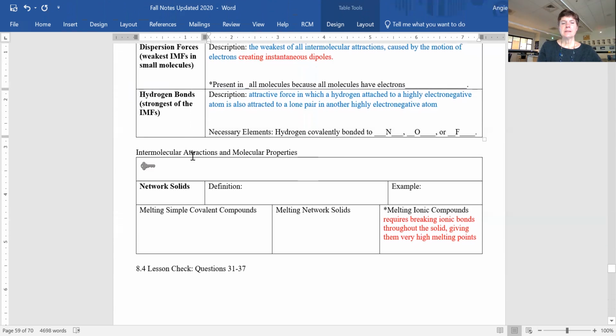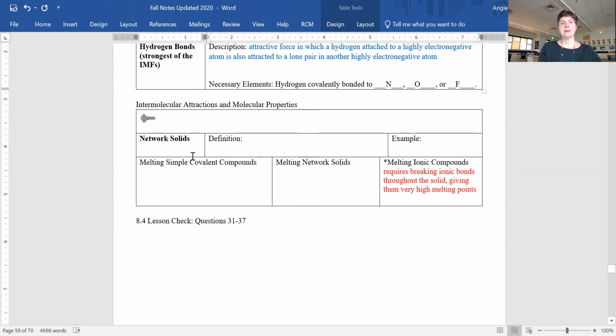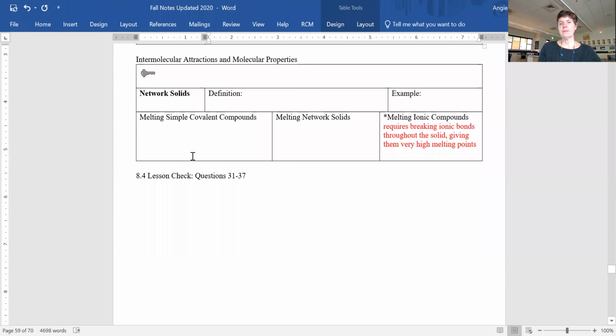All right, that gets us to intermolecular attraction and molecular properties. So we have to first understand how to find polarity of bonds. Then we have to understand how to find polarity of molecules. Then we need to understand what types of intermolecular forces of attraction occur when we have different types of molecules in place. And now we want to think about what that means for molecular properties.